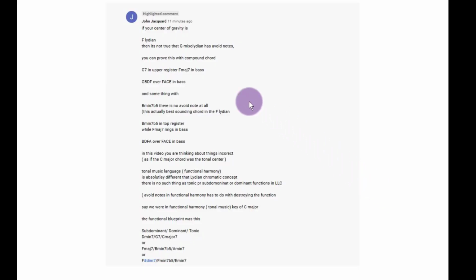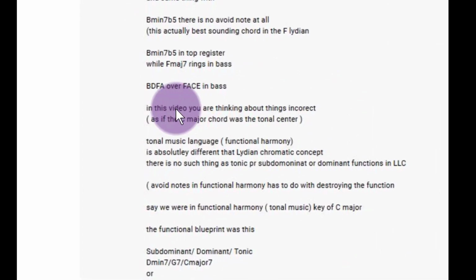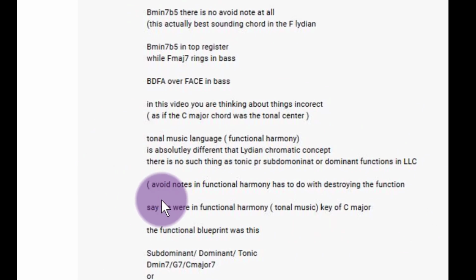Okay, so I just want to go back to this comment by John Jacquard. It's this bit here which bothered me. I said I didn't agree with him last time I looked at this comment, so I want to look at it in a bit more detail now. He says tonal music language, functional harmony, is absolutely different than the Lydian Chromatic Concept. There is no such thing as tonic or subdominant or dominant functions in the Lydian Chromatic Concept.